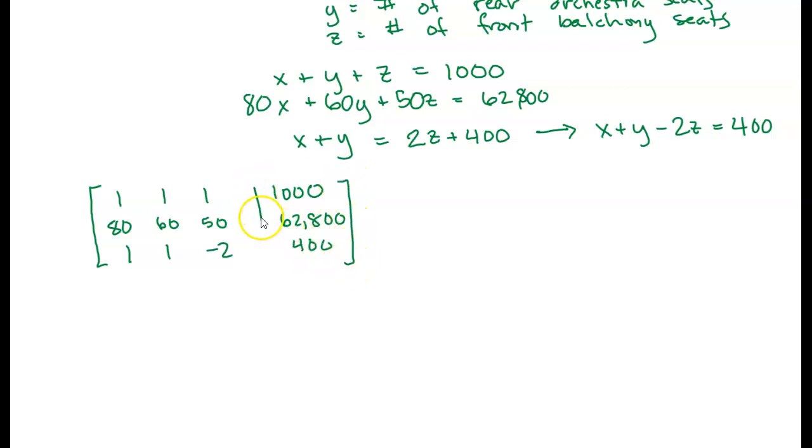And that's my augmented matrix for this system of equations. Now we're just going to do row operations. All right, where do we start with this? I'm going to start with the first column. That's probably a logical place to start.